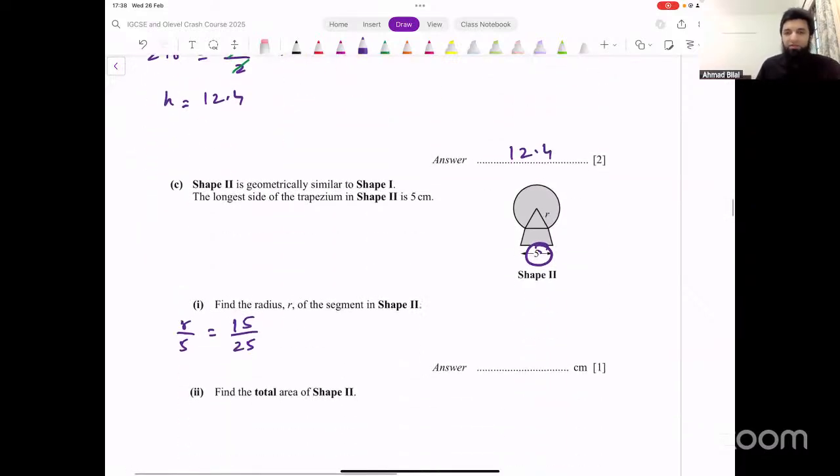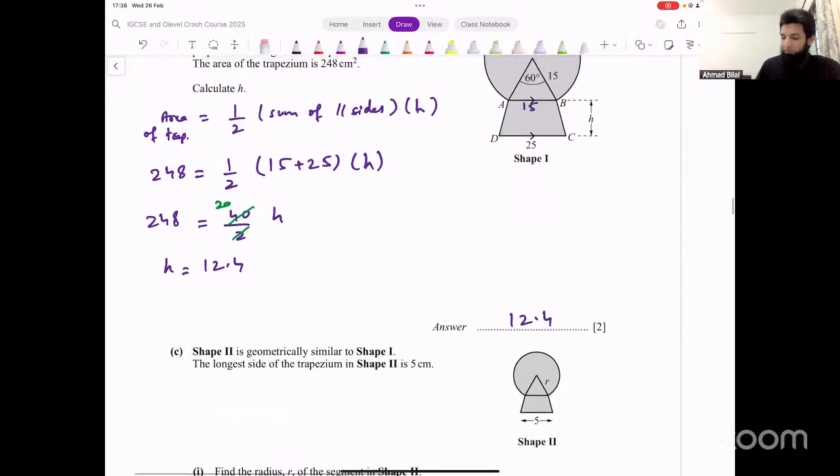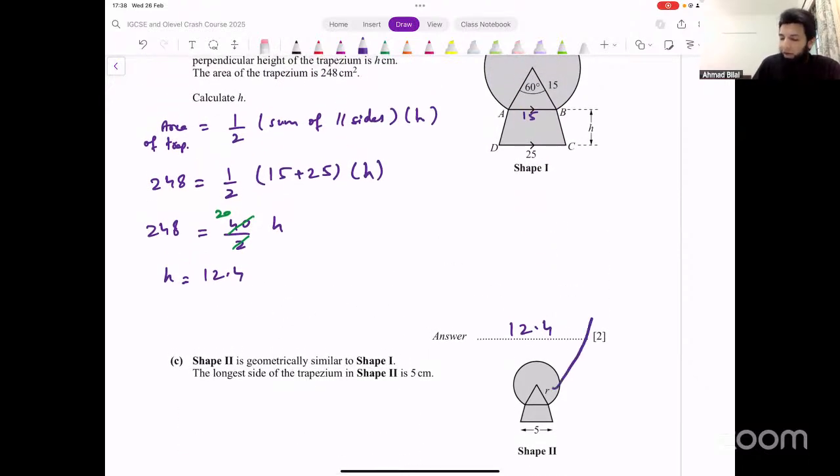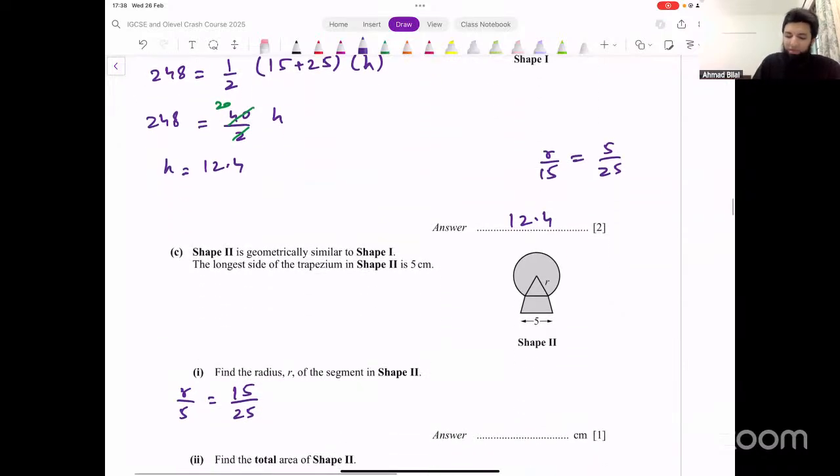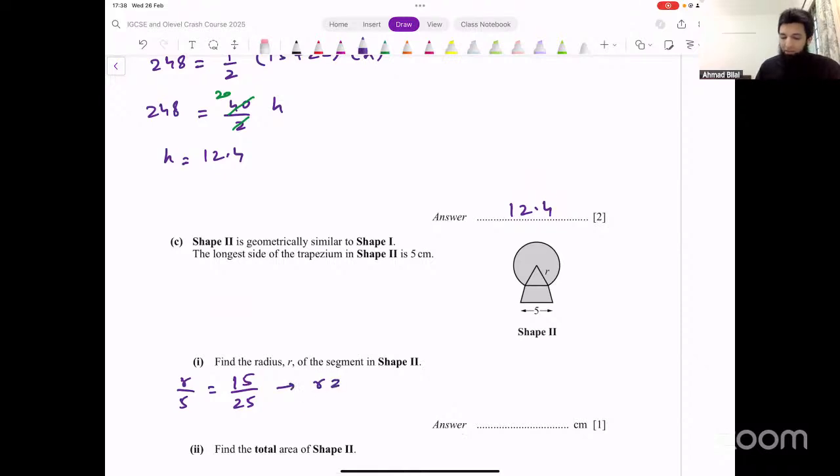These ratios should be the same, right? Ratios of corresponding sides, they should be the same. R over 5 should equal 15 over 25, right? Or another way to think about this could be R over 15, and then you can say that should be equal to 5 over 25. That's the same thing as well. These two are equivalent statements. You can do it either way, and that will give you the value of R. R equals 75 over 25. That turns out to be 3 in this case. This is 3 centimeters.